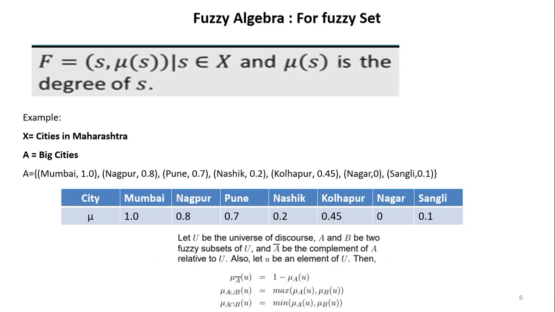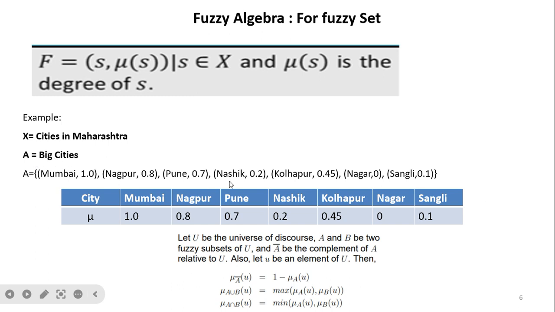For fuzzy set, we are using the fuzzy algebra. First we will see how the fuzzy set is defined and how the elements are added. Now in fuzzy set, all elements are added with a membership value. The membership value varies between 0 to 1. If that particular element satisfies the property, then the membership is 1. If it does not satisfy the property, the membership is 0, and in between the membership varies between 0 to 1.